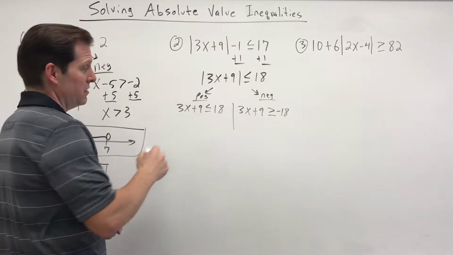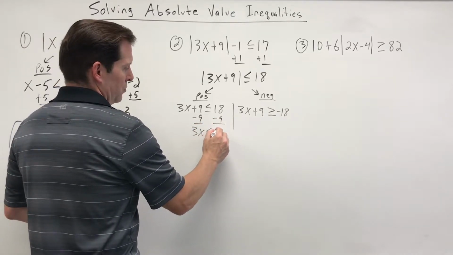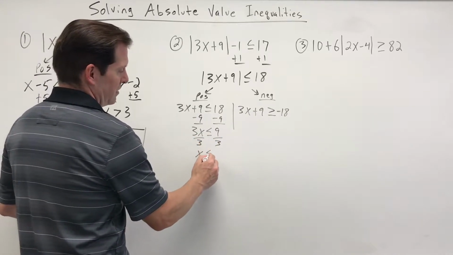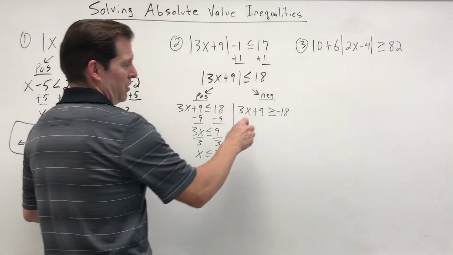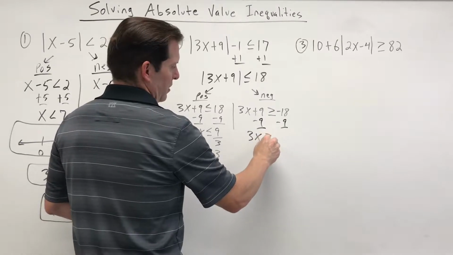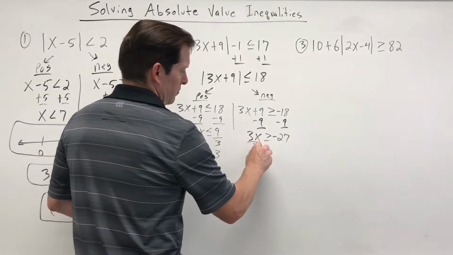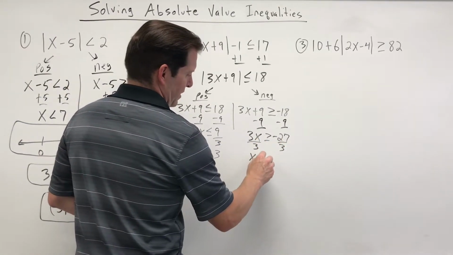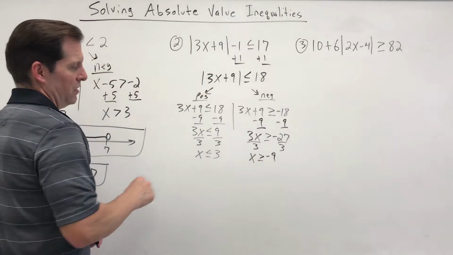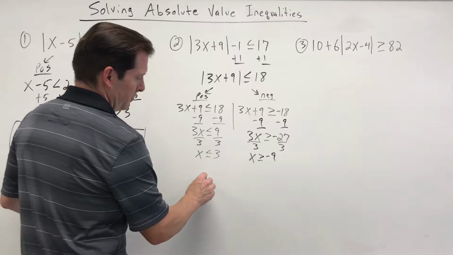So now I'm going to go ahead and solve these. So I'm going to subtract 9. So 3x is less than or equal to 9. Divide by 3. So x is less than or equal to 3. And then over here, same thing. I'm going to subtract 9. So I get 3x is greater than or equal to negative 27. Divide by 3. So I get x is greater than or equal to negative 9. So I got x is less than or equal to 3, x is greater than or equal to negative 9. Let's take a look at a number line to see what we got.